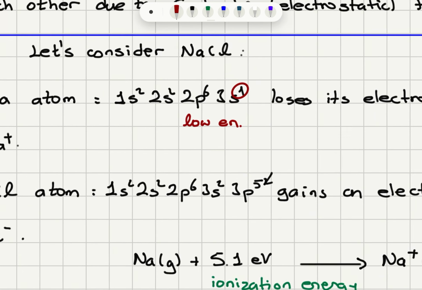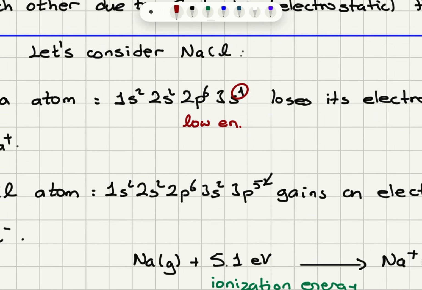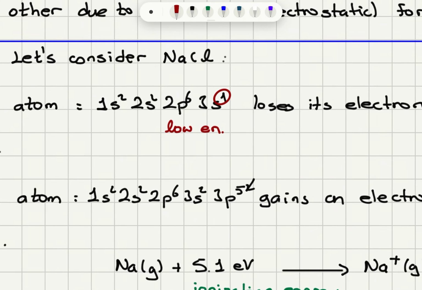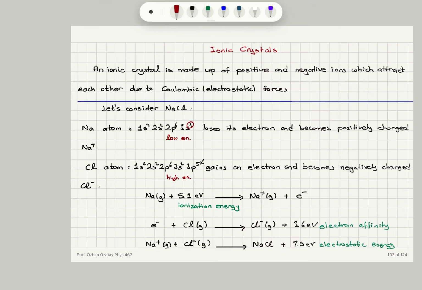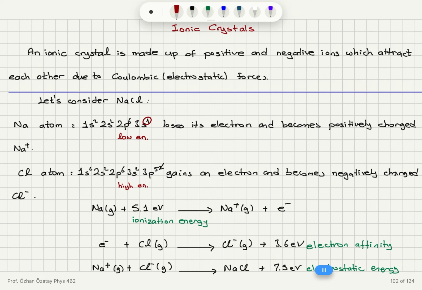The chlorine atom, on the other hand, has 1s2, 2s2, 2p6, 3s2, 3p5. So there are basically 7 valence electrons, but we have one missing to complete the outer shell. Therefore it has a high electronegativity, so it's going to accept the electron that sodium has provided, so it gains an electron and becomes negatively charged.